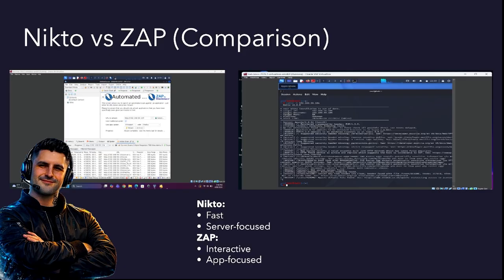Nikto and ZAP serve different roles. Nikto focuses on known web server issues and misconfigurations, making it fast and efficient. ZAP, on the other hand, performs dynamic testing by interacting with the application, making it more effective at identifying logic-based vulnerabilities such as injection or authentication flaws. Together, they provide a more complete assessment.